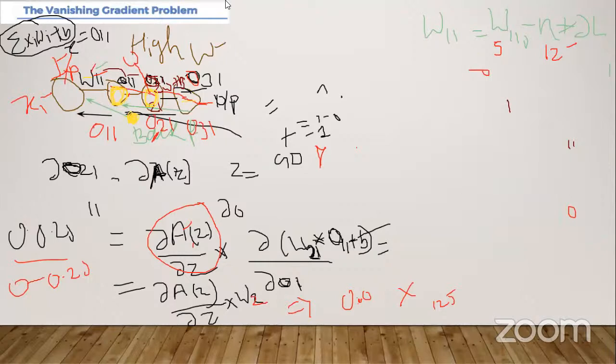I will just try to summarize within 1 minute, guys. I know it's somewhat messy now. Let's try to understand again. I'm trying to update this weight 11, right? And this new weight consists of what? It consists of the old weight minus learning rate into the derivative of loss with respect to weight, right?